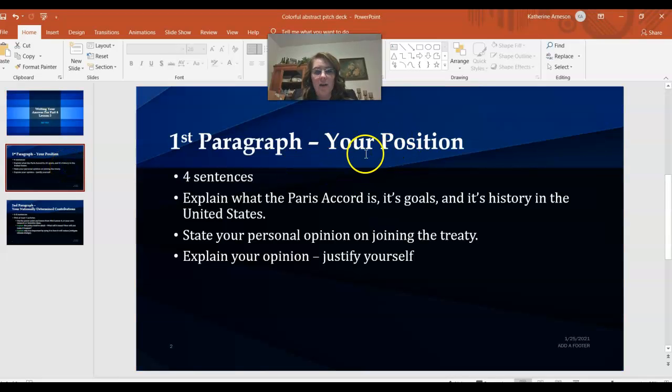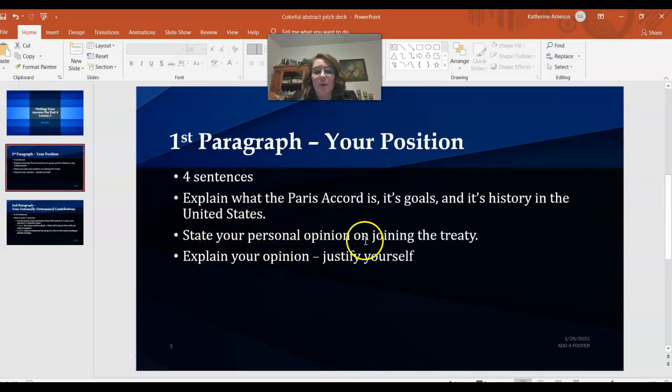So the first paragraph that you're going to write, you can do this in about 4 sentences. You're going to explain what the Paris Accord or agreement, those are both words that can describe it, is. What are the goals of it? What is its history? I would probably take, because I'm wordy, at least 4 sentences just to do that.